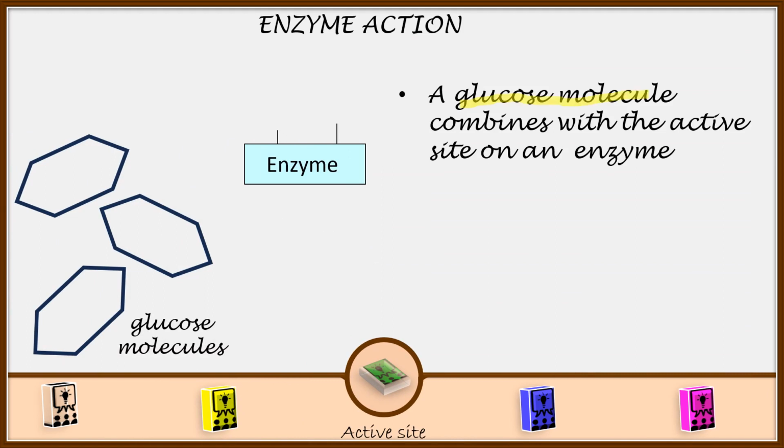So a glucose molecule combines with the active site on the enzyme. Here we have our glucose molecules, and here we have our enzyme. This enzyme has got active sites. These are our active sites, and the glucose molecules will combine with the active site. Now you can see the glucose molecule has come and attached itself to the active site.